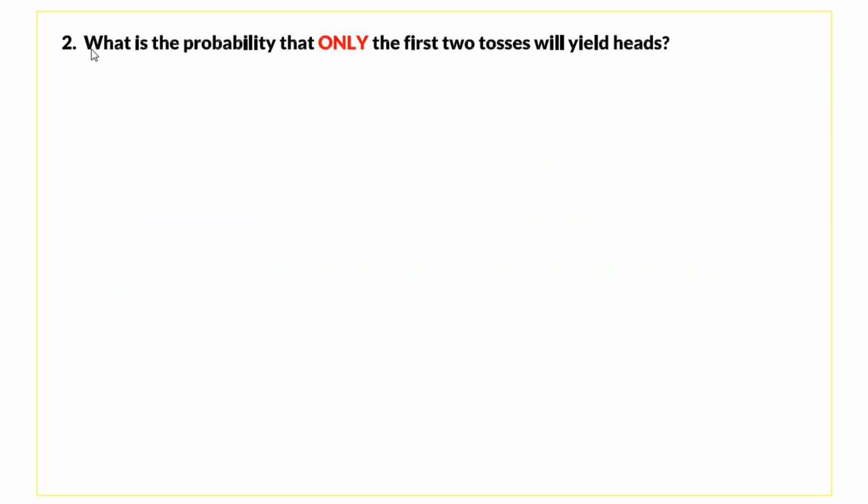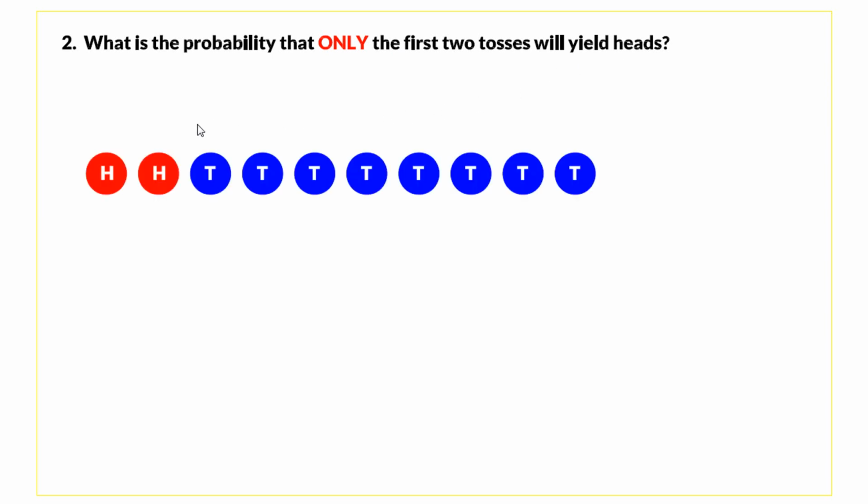Question number 2, what is the probability that only the first 2 tosses will yield heads? So the first 2 tosses will yield heads, and we will have no other heads in the sequence. So we have to look for a sequence that starts with 2 heads and the rest of it doesn't have any head. So we conclude that these 2 heads are going to be fixed in position, they will not change, and the rest of this sequence can be permuted. And of course, if we permute these 8 tails, we are going to get 1.